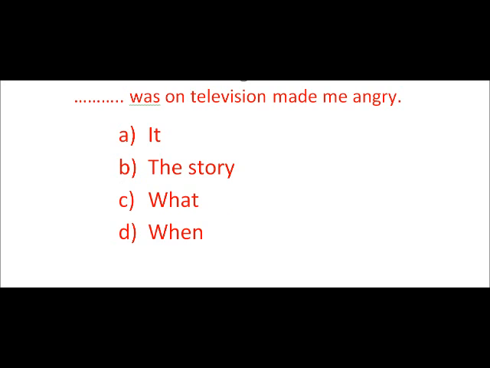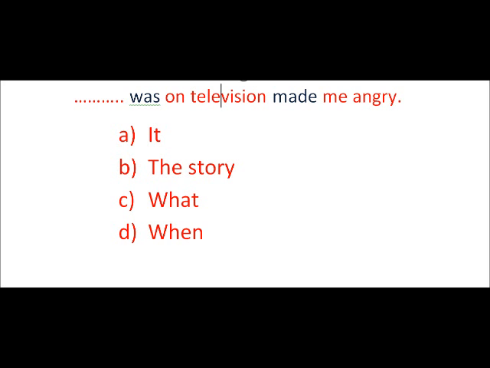Now look at this fantastic question here, which is an MCQ question. Wars on television made me angry. And then we've got A, B, C, D, 4 choices. We've got it, the story, what, and when. Now let's analyze this one in order to be sure about what we're doing. Now we've got wars here, which is a verb. Fantastic. Then we've got made, which is another verb. Okay, so we've got 2 verbs here, no connectors, which means that we need a connector.